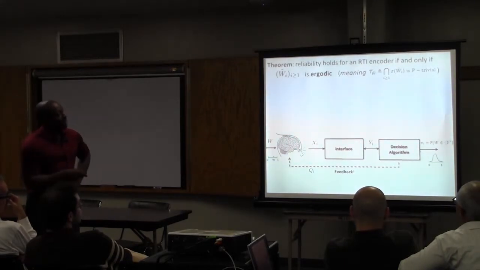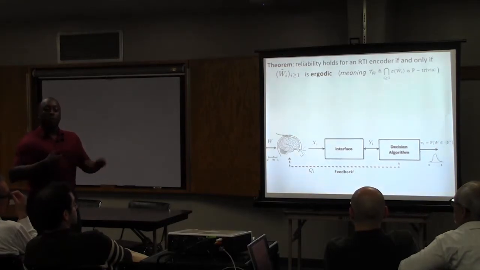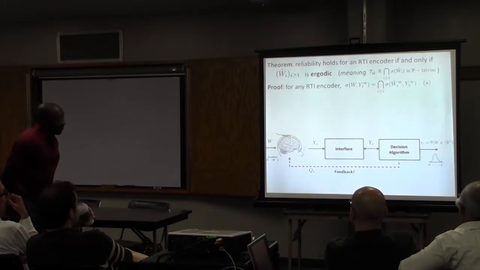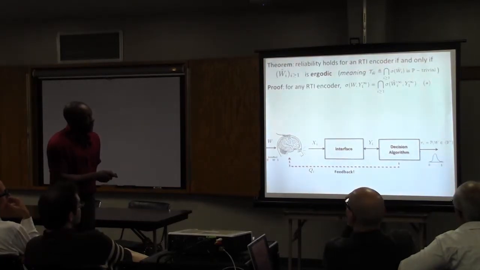Okay, and what does ergodic mean? What ergodic means, right, is that the tail sigma algebra, which is this intersection right here, is trivial, right? Meaning that every element of the sigma algebra has probability either 0 or 1. Right? Okay, so the proof of this is that, first of all, from the previous slide, for any RTI encoder, if I take the sigma algebra generated by W and all the Y's, right? Sorry, it's equivalent to this.